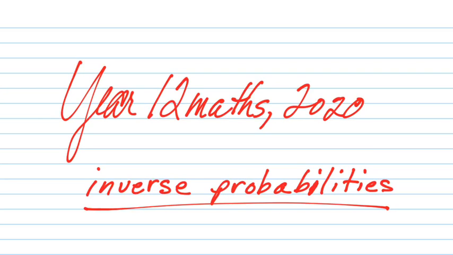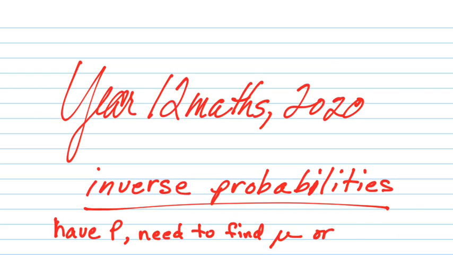We're not going to put that in today, but we will look at it just in case because it has shown up on the exam in the past. Okay? So, inverse probability means we have the probability. We need to find the mean or standard deviation. Okay? So we're going to work backwards.